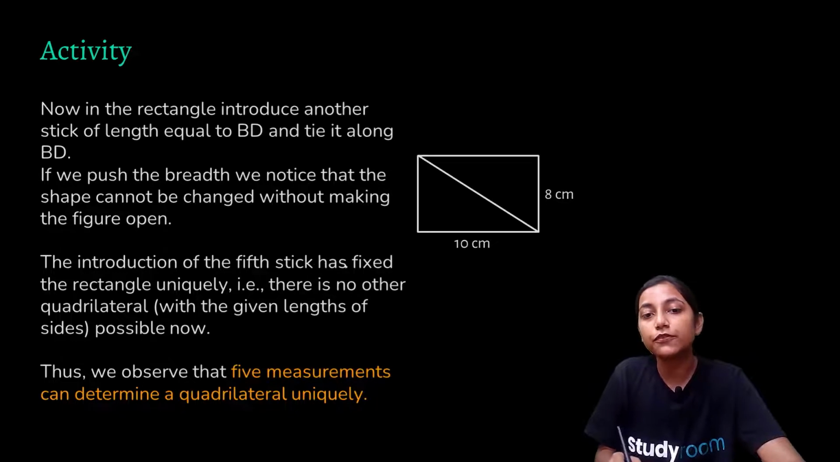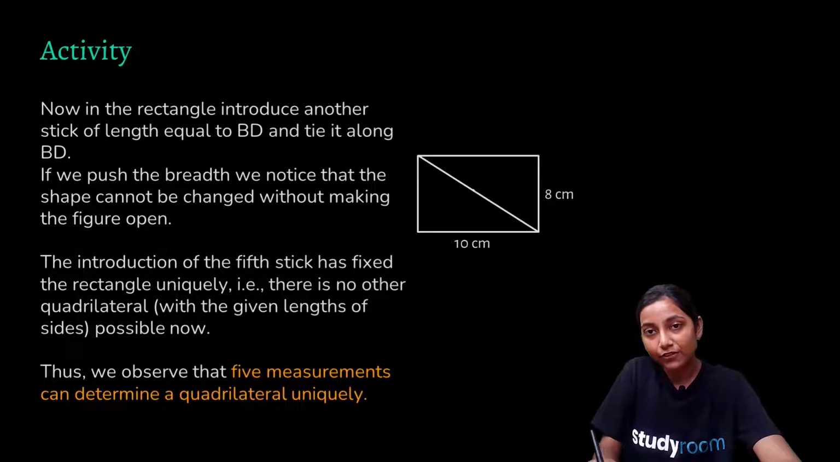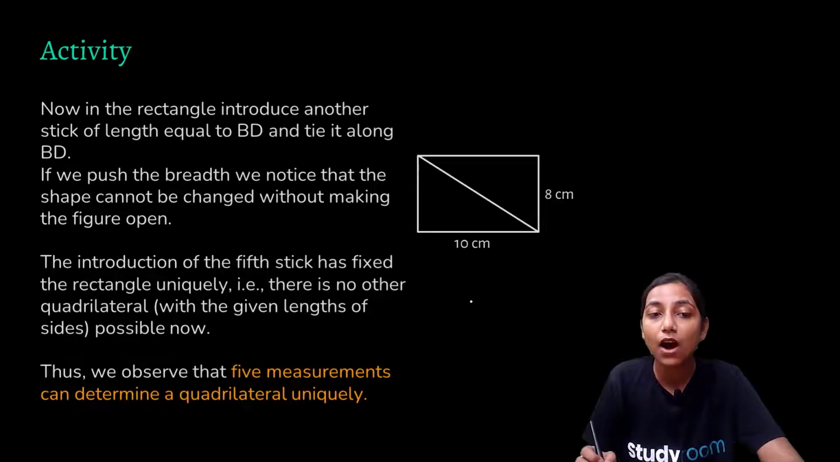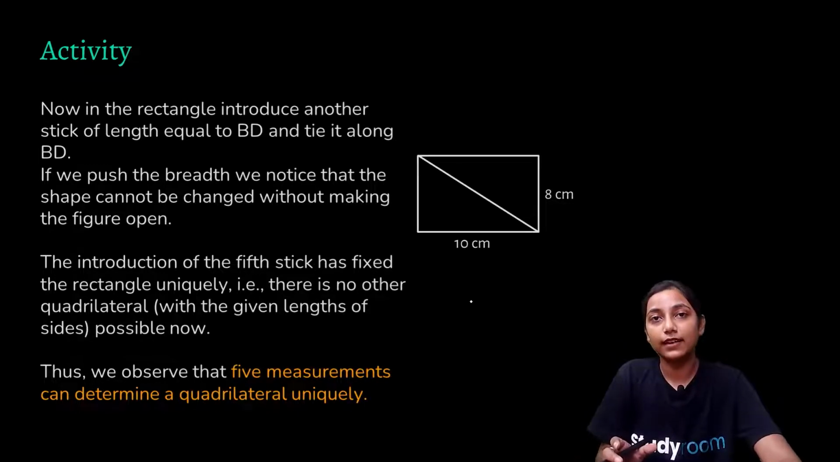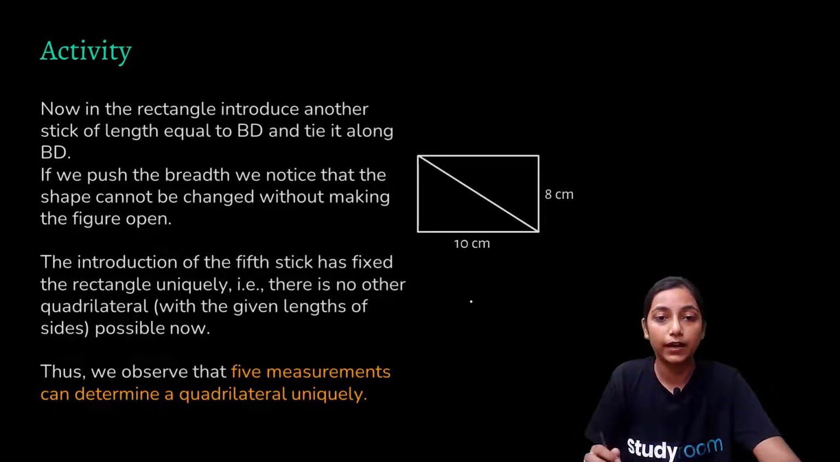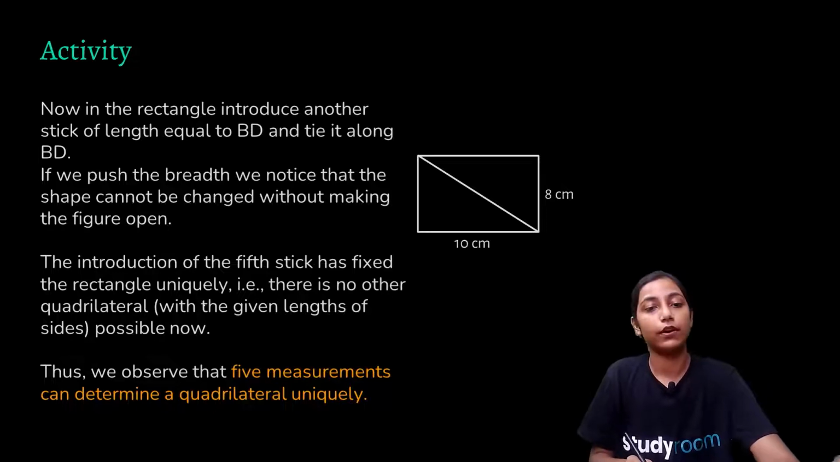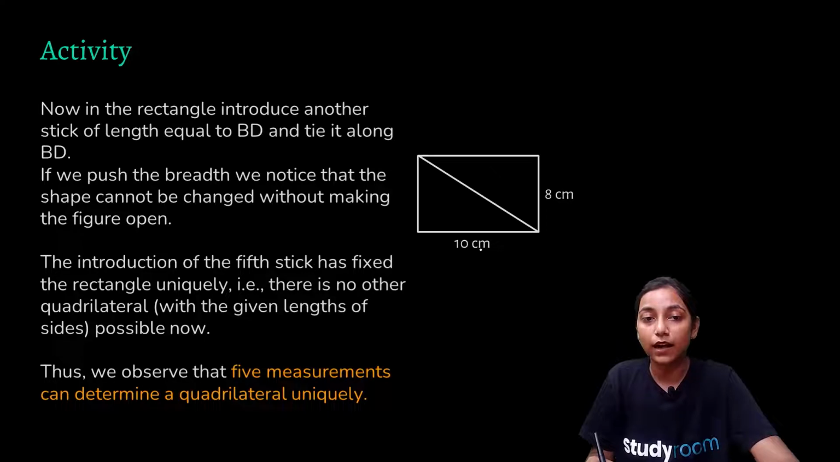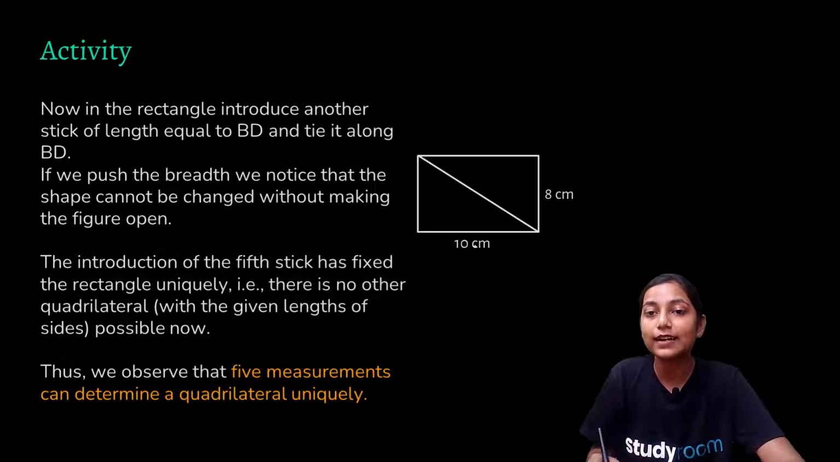The introduction of the fifth stick has fixed the rectangle uniquely, right? When we introduced this fifth stick as a diagonal for this rectangle, we know that this stick has now fixed that rectangle uniquely, because we cannot push it along any side to get a different shape without opening it. That is, there is no other quadrilateral possible now with the given lengths of the sides, right? No other quadrilateral with these measurements.